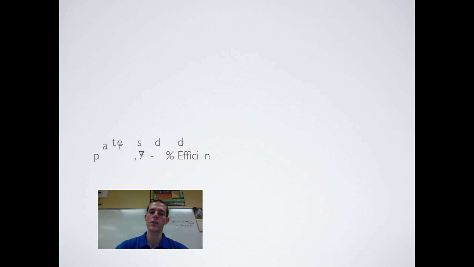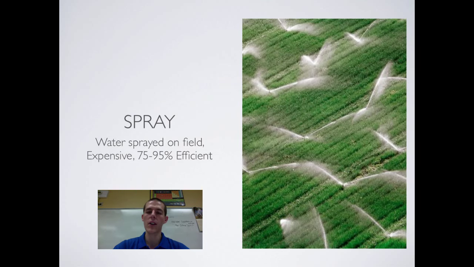And then stepping on up the efficiency ladder, we have spray irrigation, and this is big sprinklers spraying water over the top of a field. It is expensive, obviously, because you have to pay for the irrigation system, you have to pay for those sprinklers. You also have to use some energy to pump water up out of a well and then spray it across the field. But regarding efficiency, with spray irrigation, we are between 75 and 95% efficient. So we've moved on up that efficiency ladder.